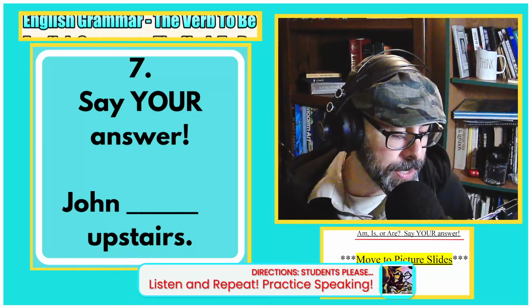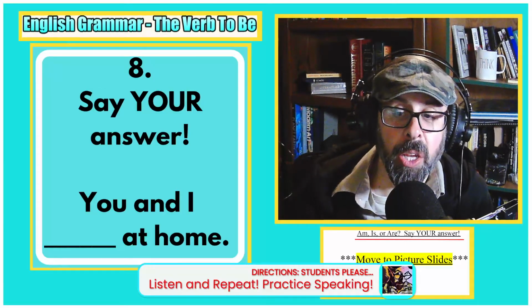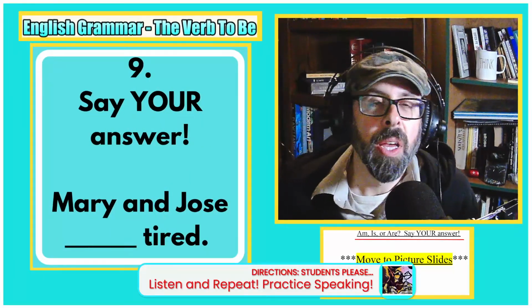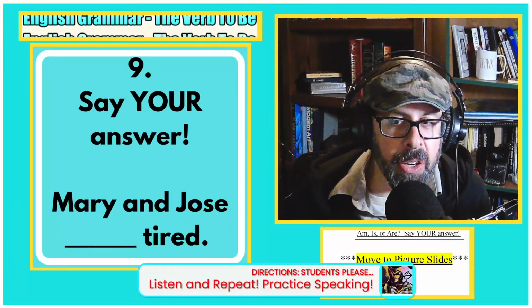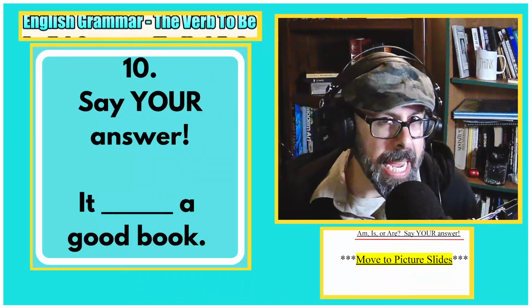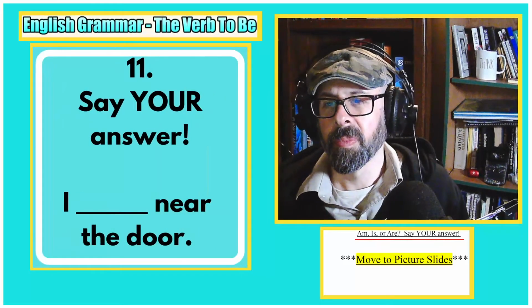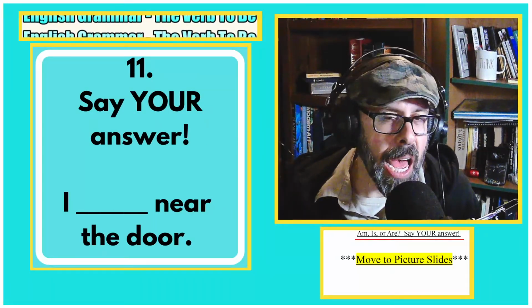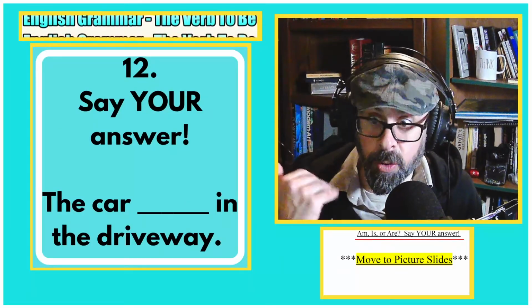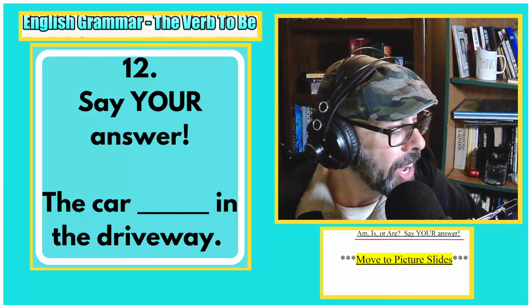John is upstairs. Number 8, repeat. You and I are at home. Number 9, Mary and Jose are tired. Number 10, repeat. It is a good book. Number 11, I am near the door. And last one is number 12. Repeat it. The car is in the driveway. Okay, good job.